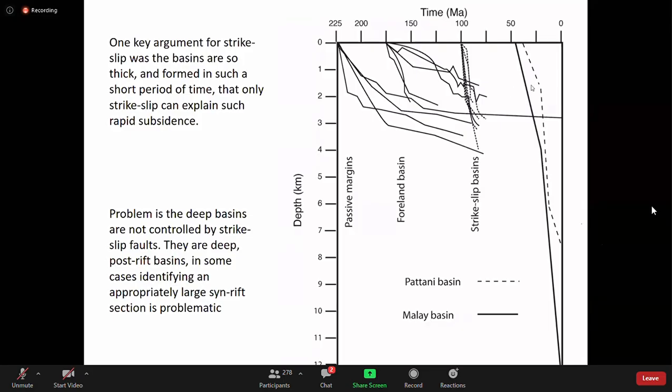And these subsidence rates are much faster than typical subsidence rates published for passive margins or failed rift basins. They are possibly comparable with strike-slip basins, but they don't have the fault control required for them to be strike-slip basins.